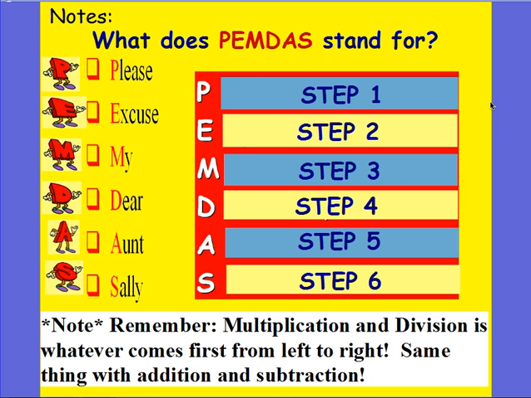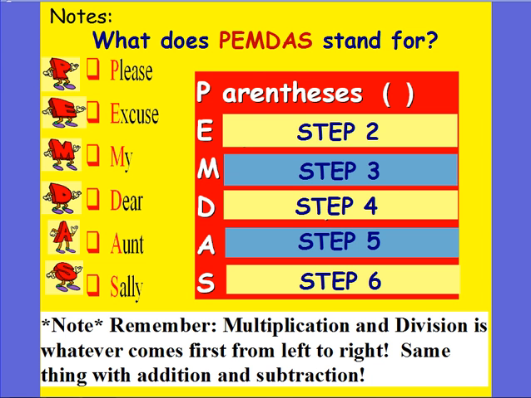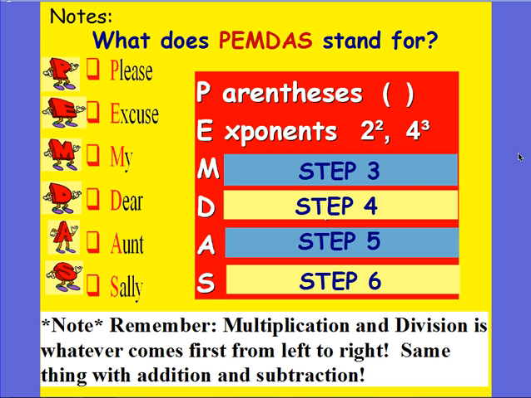I want you to write these down, but pay careful attention to steps 3 and 4 and steps 5 and 6. Step 1, of course, is parentheses. You'll always look to solve anything that's inside the parentheses first. Step 2, exponents. Remember, we just did these. So if you've got exponents, you want to solve and get the actual number before you can move on to do the rest.